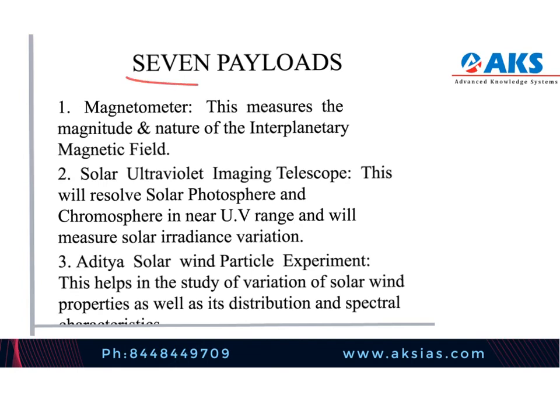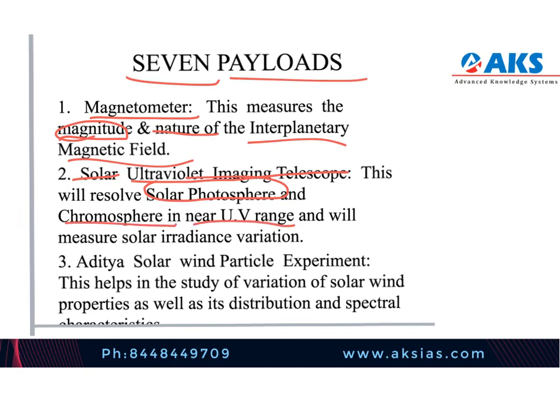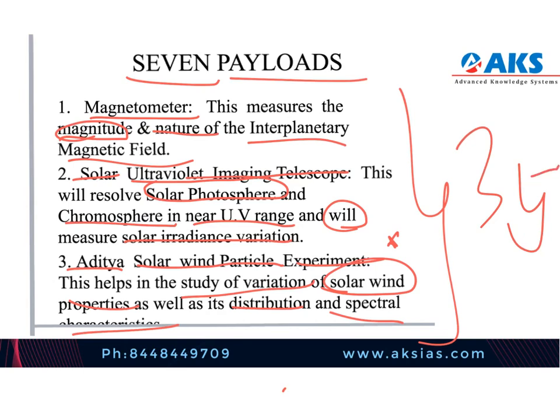There are 7 payloads which are being carried. First is the magnetometer. This measures the magnitude and nature of the interplanetary magnetic field. Next is the solar ultraviolet imaging telescope. See, this will resolve the solar photosphere and chromosphere in the near UV range and will measure solar irradiance variation. The next one is the Aditya solar wind particle experiment. See, this helps in the study of variation of solar wind properties as well as its distribution and spectral characteristics. So these are 3 payloads which are present.